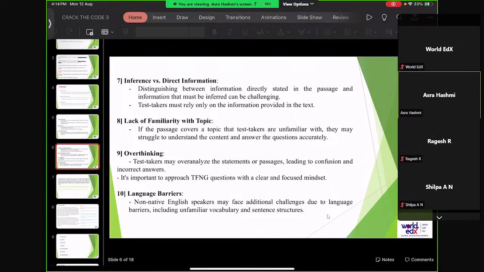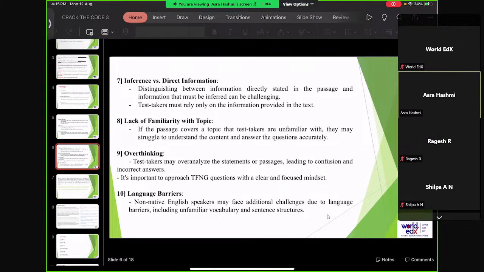But if there is something that comes as a paraphrasing of the question, it is what you have to infer. So sometimes understanding the difference between inferred information and direct information becomes a challenging task, and students do not feel that they are able to find out the answer. However, with slight little practice, you will be able to find out exactly what needs to be done in order to understand the difference between inferred information and direct information.